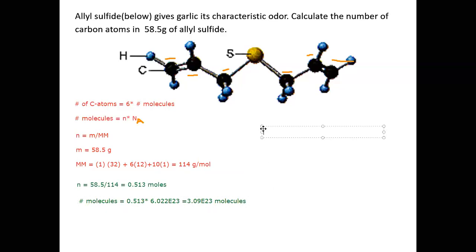And lastly, we can find number of carbon atoms equals 6 times 3.09 e to the 23rd. 1.85 e to the 23rd carbon atoms. So that's how many carbon atoms are in 58.5 grams of allyl sulfide.